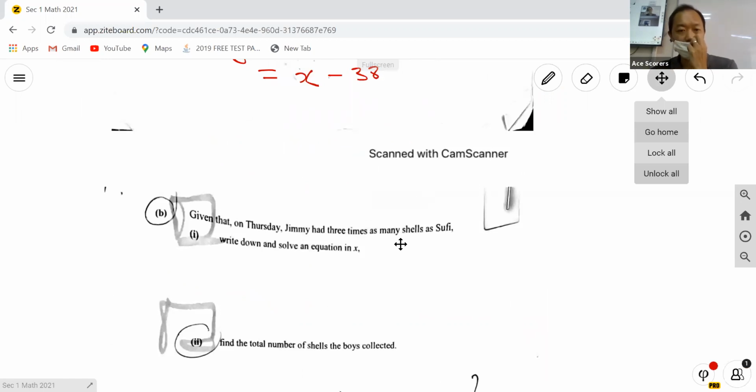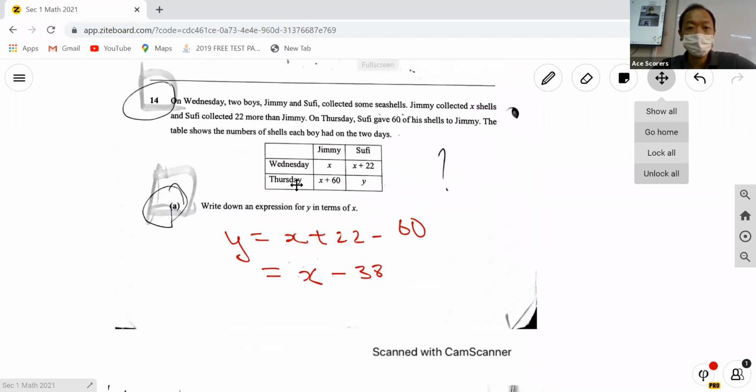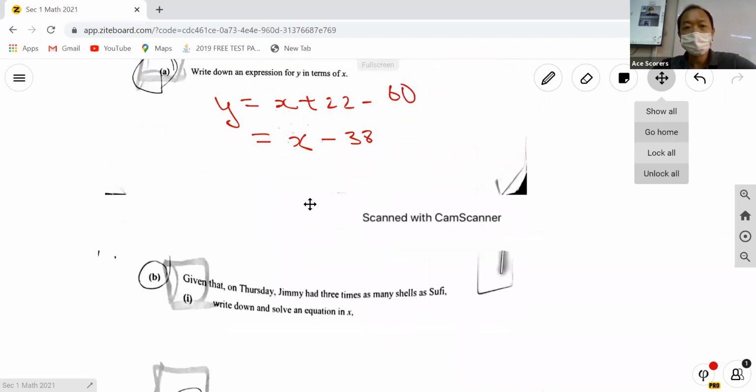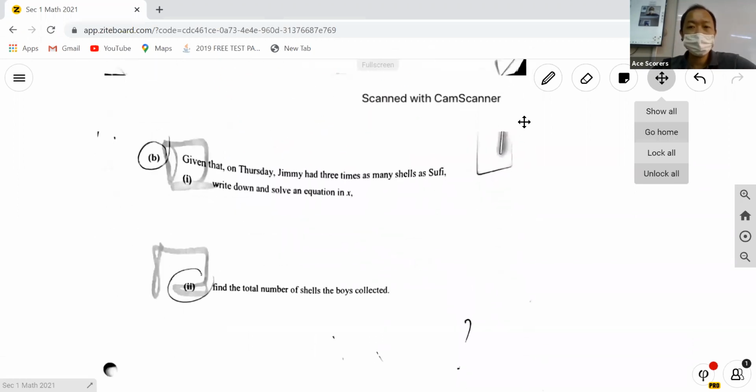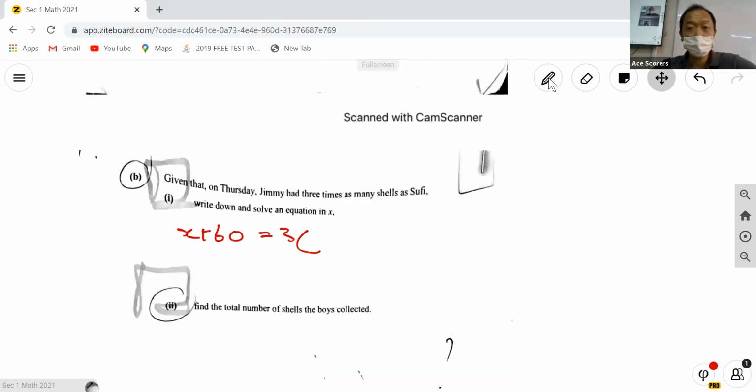Given that on Thursday, Jimmy had 3 times as many as Sophie, write down and solve an equation for x. On Thursday, Jimmy had 3 times as many as Sophie, so Jimmy's x plus 60 equals 3 times x minus 38.